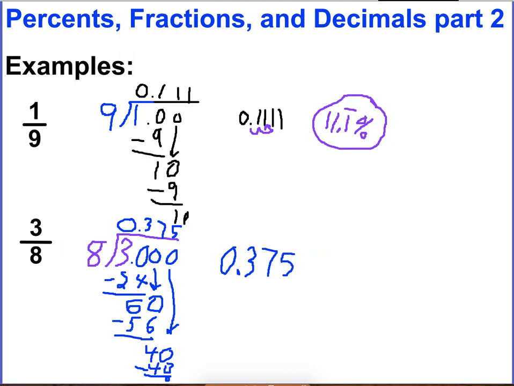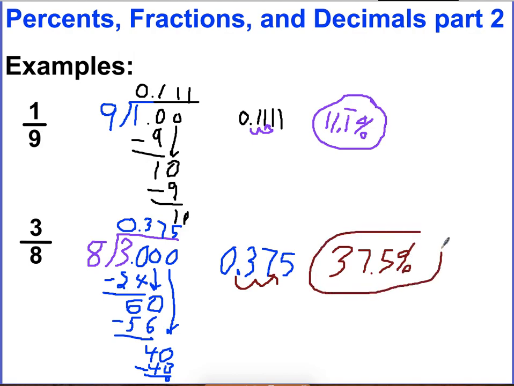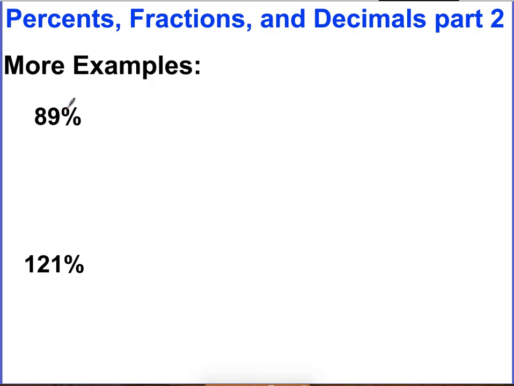So then going into a percent, I'm going to take my decimal, multiply it by 100, so I move it 2 spaces to the right, and I get 37.5%. Since this decimal terminated or ended, I don't have to put a bar over the 5 because it just ended at 5. The other example, the 1's continued forever with that pattern. All right, a couple more examples.